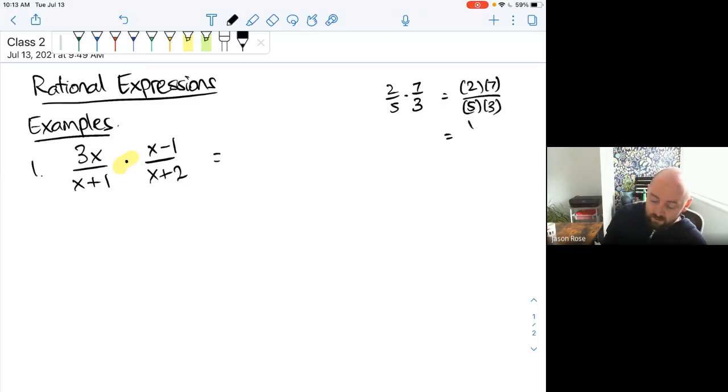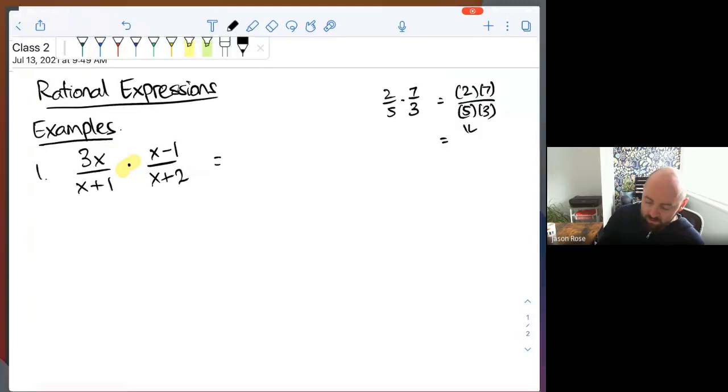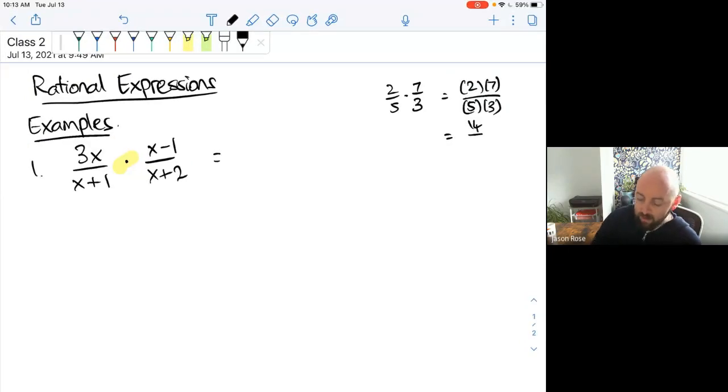Two times 7 is 14. Whoops, sorry, I pressed the button on the iPad. 5 times 3 is 15. So 14 over 15 would be your answer.